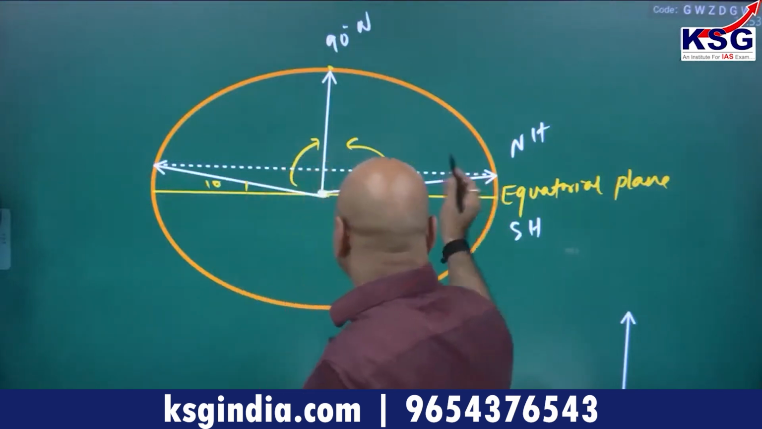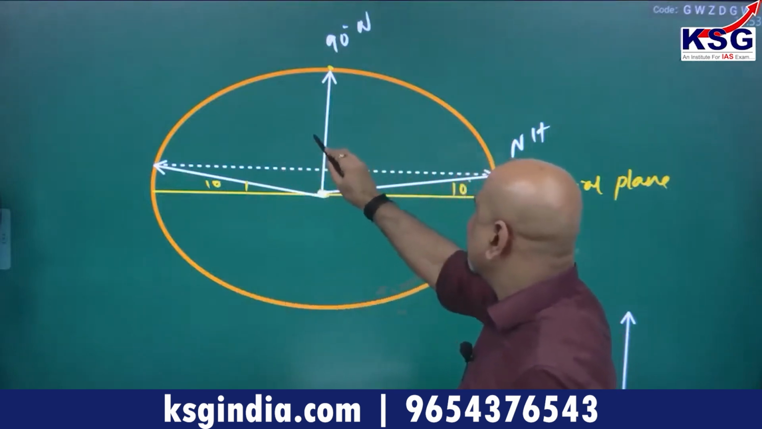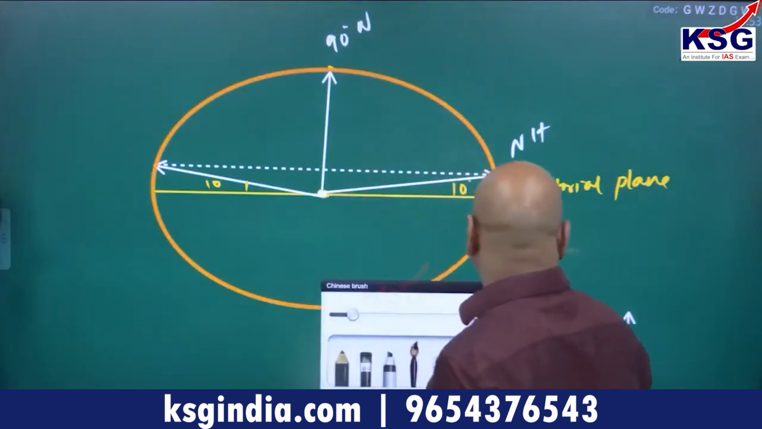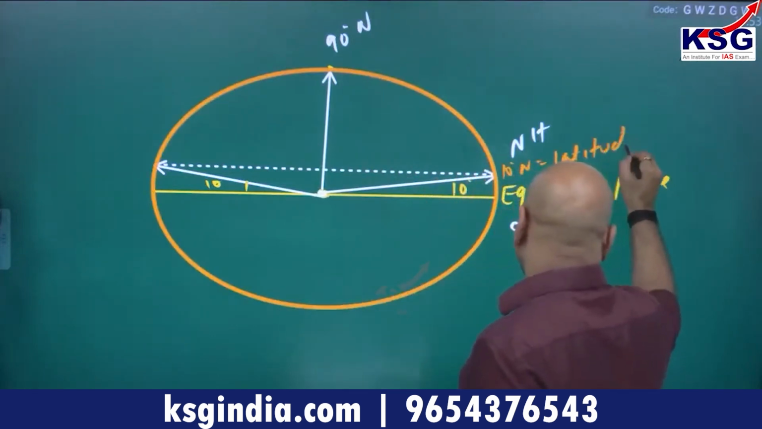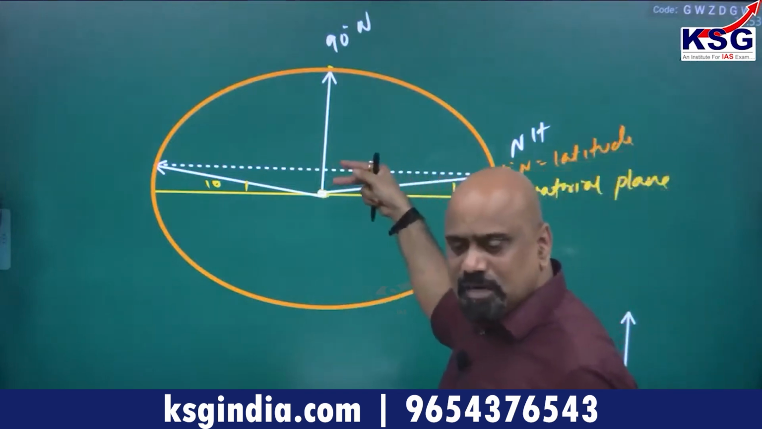10 degree. This is the 10 degree north of the equatorial plane. So it is the 10 degree north latitude. This will be 10 degree north latitude. ये जो है आपका 10 degree north latitude हुआ. This is the 10 degree north latitude.